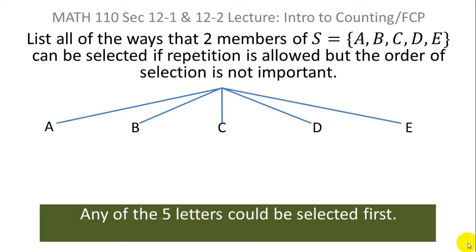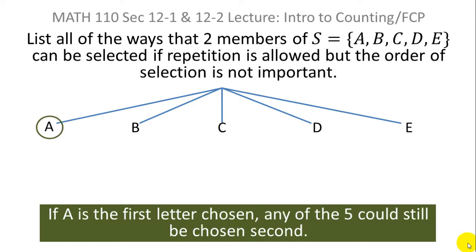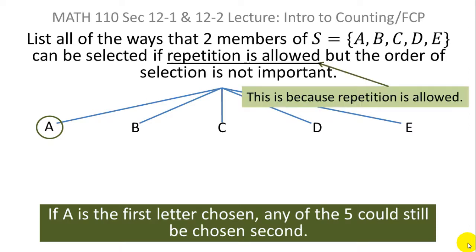As we start off in the beginning, it doesn't matter. You still have a choice of all 5 letters A, B, C, D, and E. Starting with A, repetition is allowed, so I can choose A again.